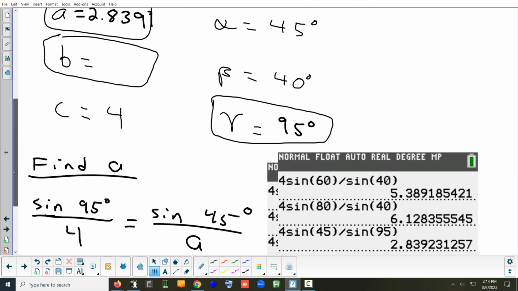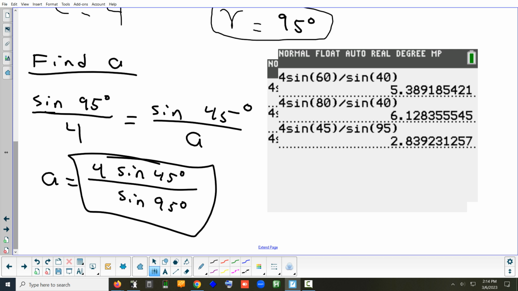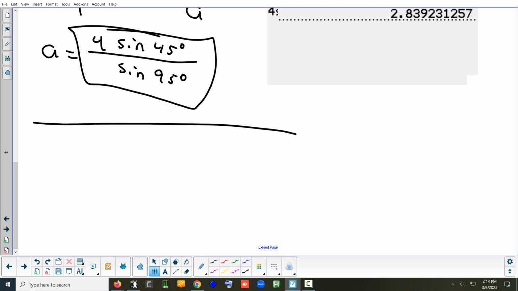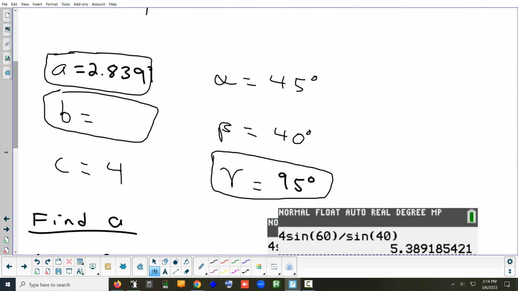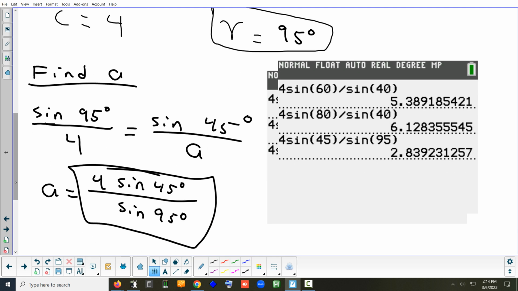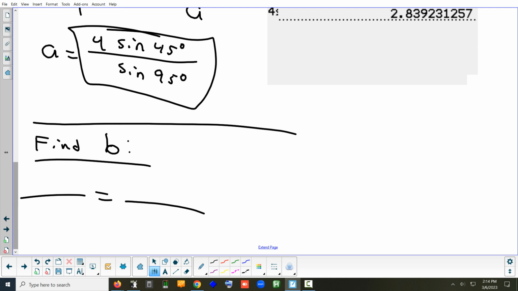All right, now let's find B. I'll do that down here. All right, we got 2 rows that have everything in them, row A and row C. Which one should I use to find B? C. Yep, we're going to use C. And the left-hand side is going to look exactly the same. Sine 95 over 4.